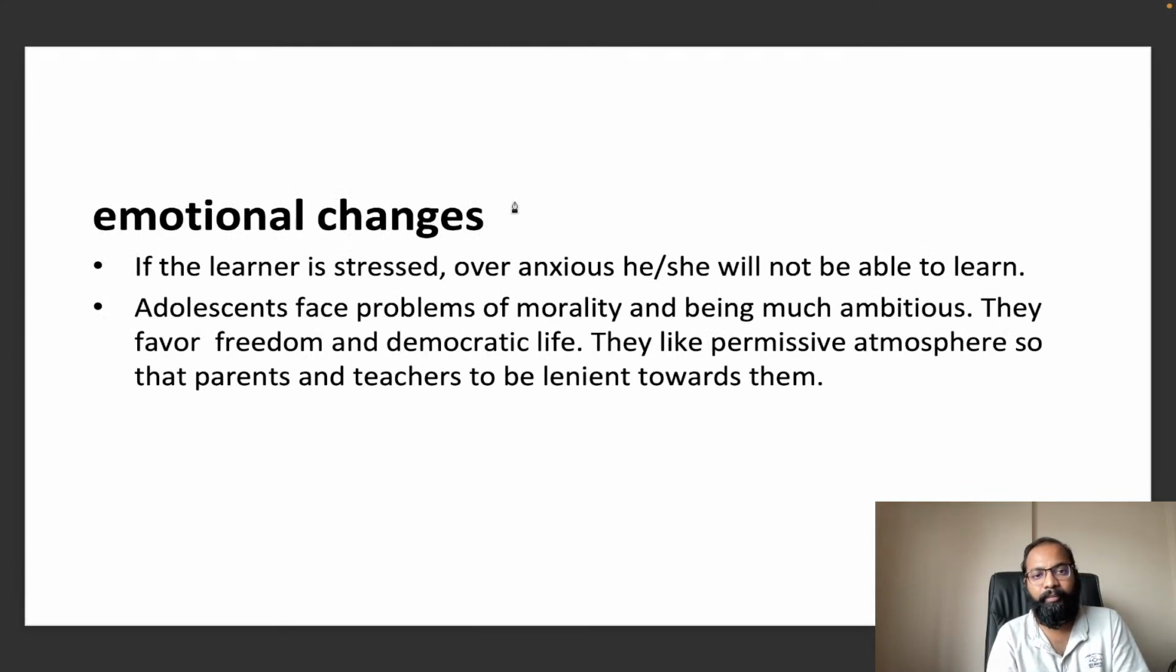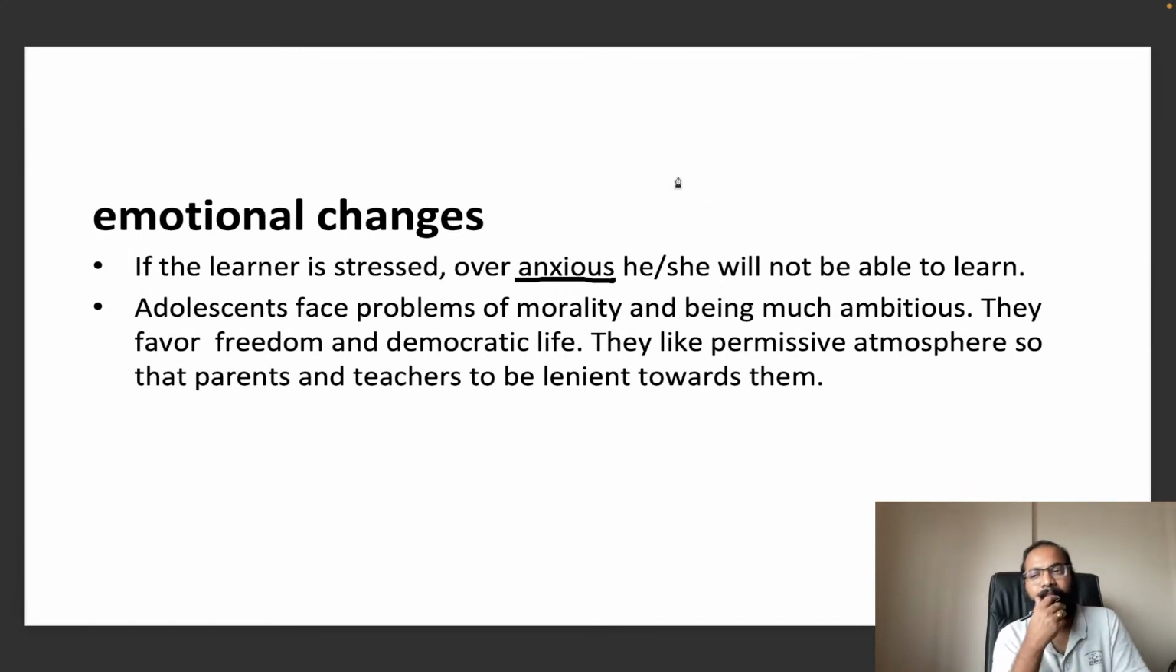And from the emotional point of view, it is also one of the previous UGC NET questions. Okay, which of the following stages of a person has the maximum stress, maximum energy, maximum anxiousness? It happens in the adolescence period only. Okay, so if the learner is stressed, over-anxiousness means they will not be able to learn.